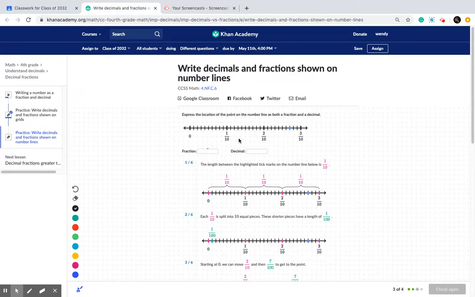So I wanted to take a little bit of time explaining this one because I have the feeling that you guys are going to have a hard time with it. For example, express the location of the point on the number line as both a fraction and a decimal. You might be wondering, I don't understand why the 0, do you see that? It has a 1/10, 2/10, sorry, my son is yelling, and a 3/10, okay?